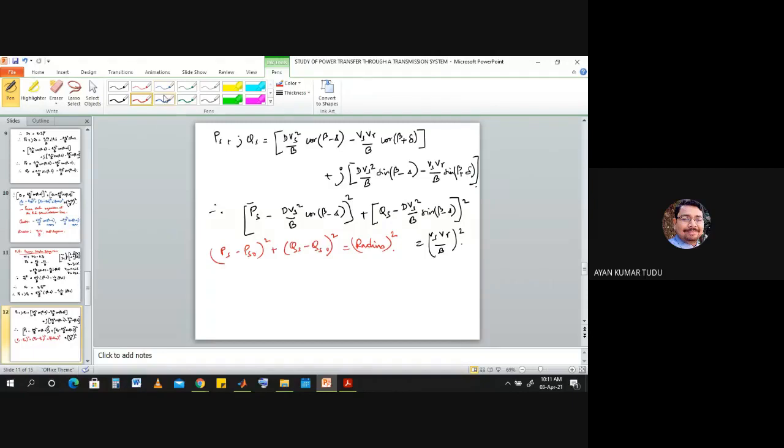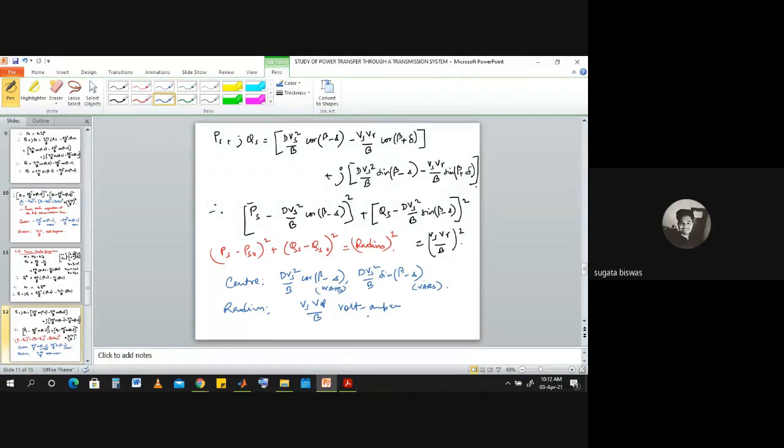Understood? Where our center is how much? The centers are dVs square by B cos of beta minus delta and dVs square by B sine of beta minus delta. Okay, and the radius is obviously again Vs VR by B, so volt amperes. And here, the first part of the center would be in watts and the other part would be in watts. I hope it is clear. Yes? Yes, sir.